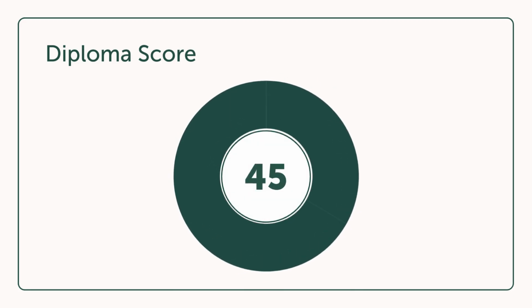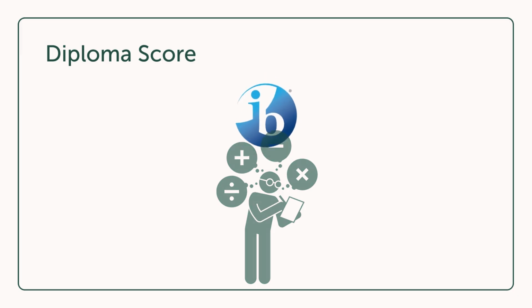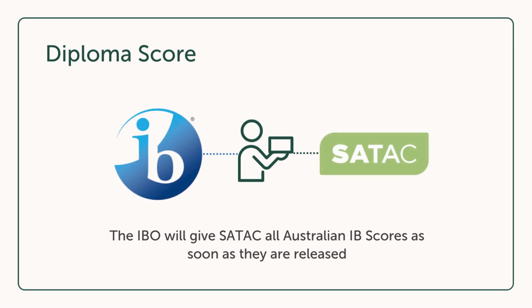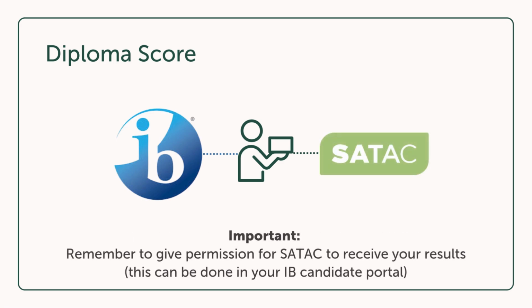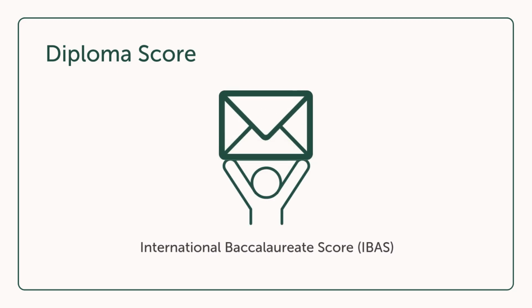Your diploma score is out of 45 points and is calculated by the IBO based on your results. The IBO will give us all Australian IB scores as soon as they're released. Remember to ensure that you've given permission for us to receive your results so that we can process them straight away. Once we have your diploma score, we will then give you a more granular score called the International Baccalaureate Admissions Score, or the IBAS.